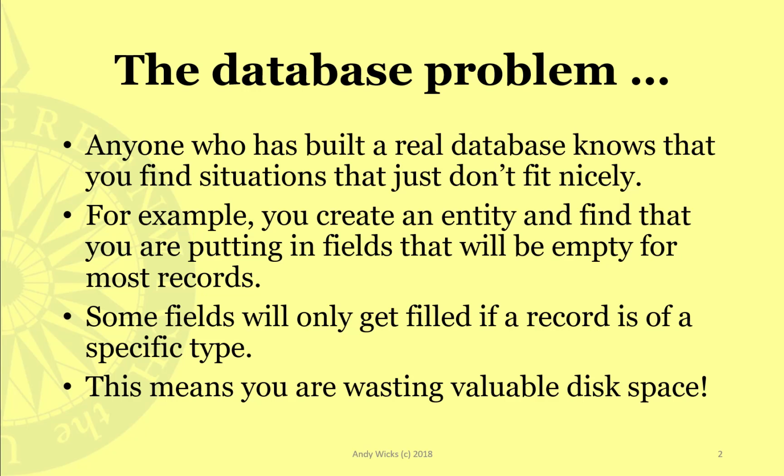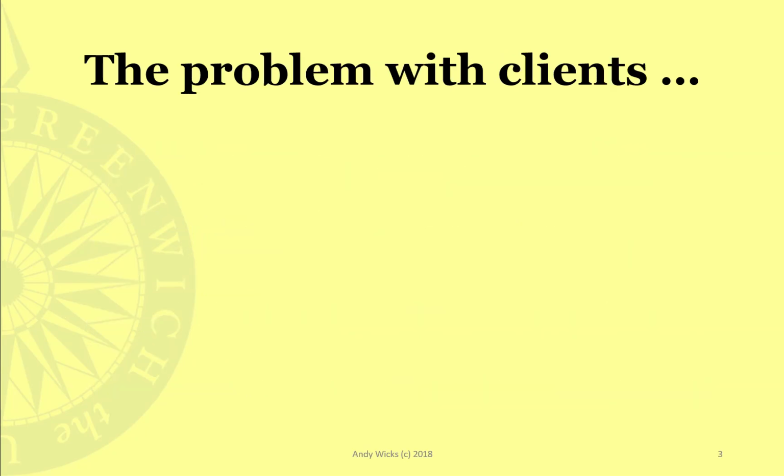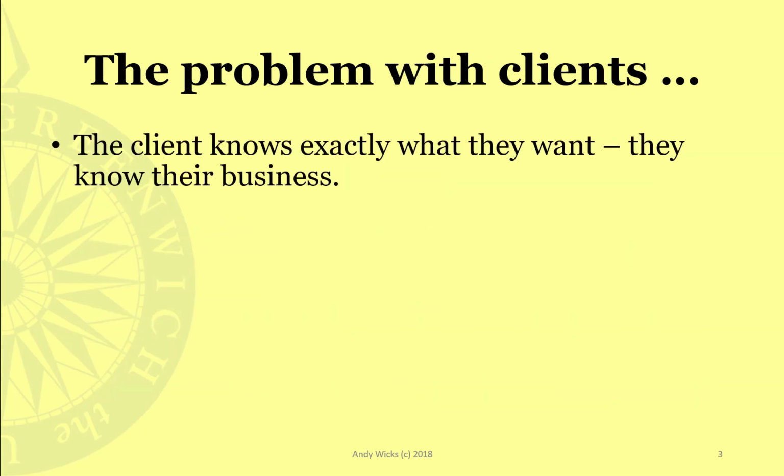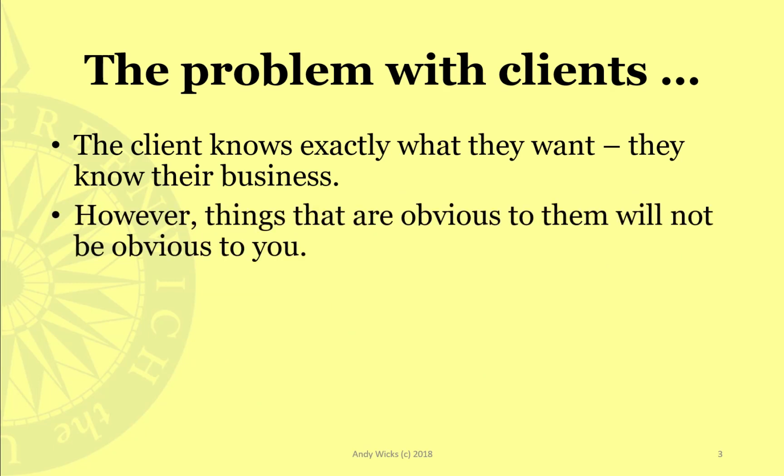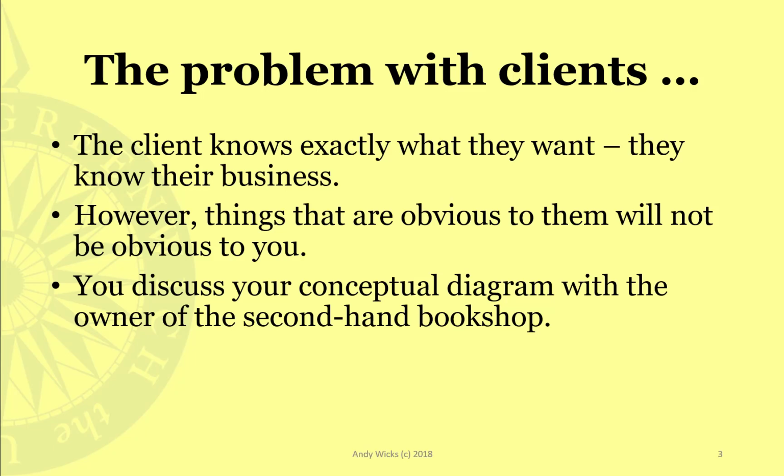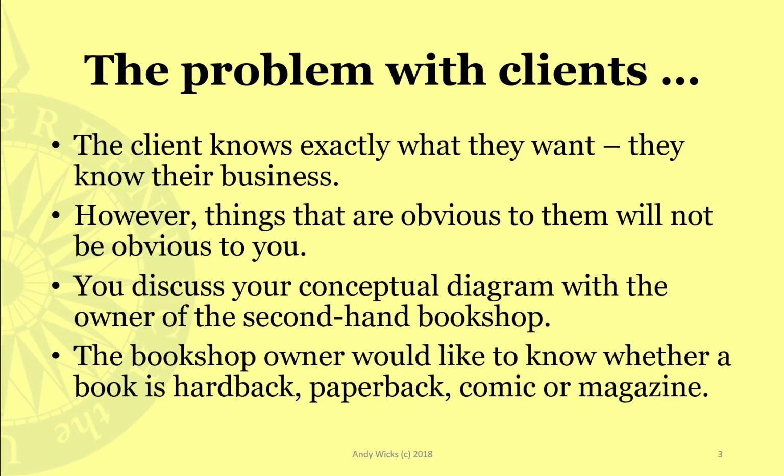So if there's a problem, there's probably a solution. The problem starts with clients. The client knows exactly what they want. They know their business. However, things that are obvious to them will not be obvious to you. You discuss your conceptual diagram with the owner of the second-hand bookshop, and what you find is that the bookshop owner would like to know whether the book is hardback, paperback, comic or magazine. That's all right. All I'll do is add an extra field to say whether it's hardback, paperback or comic or magazine. But unfortunately the bookshop owner has other ideas.